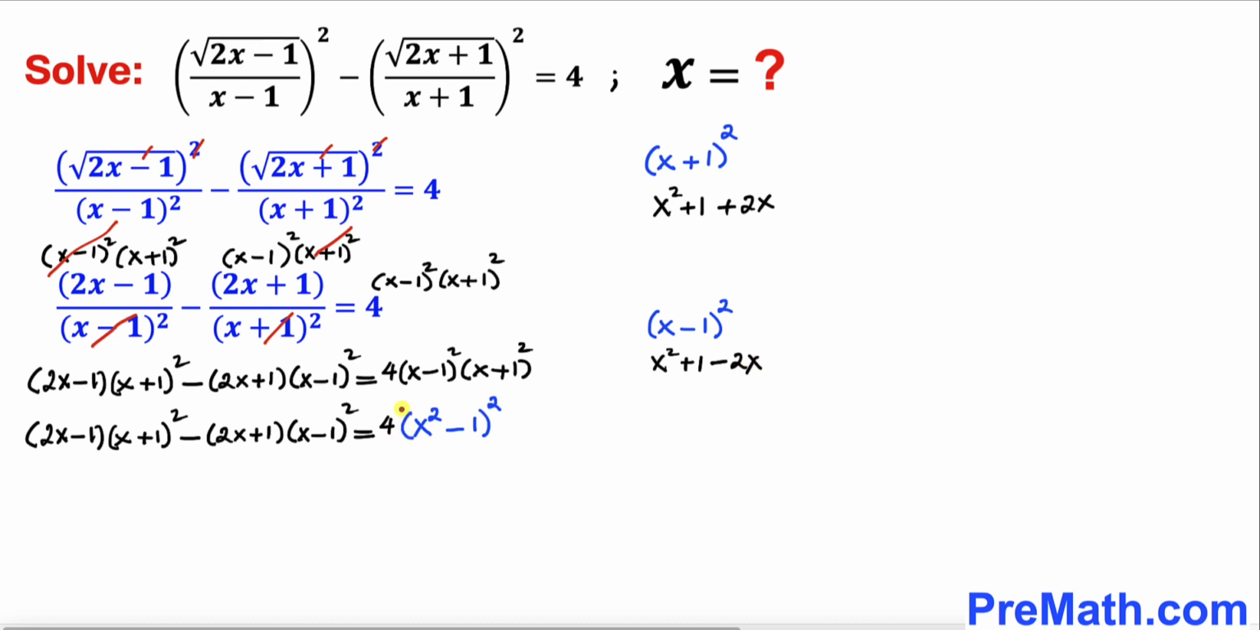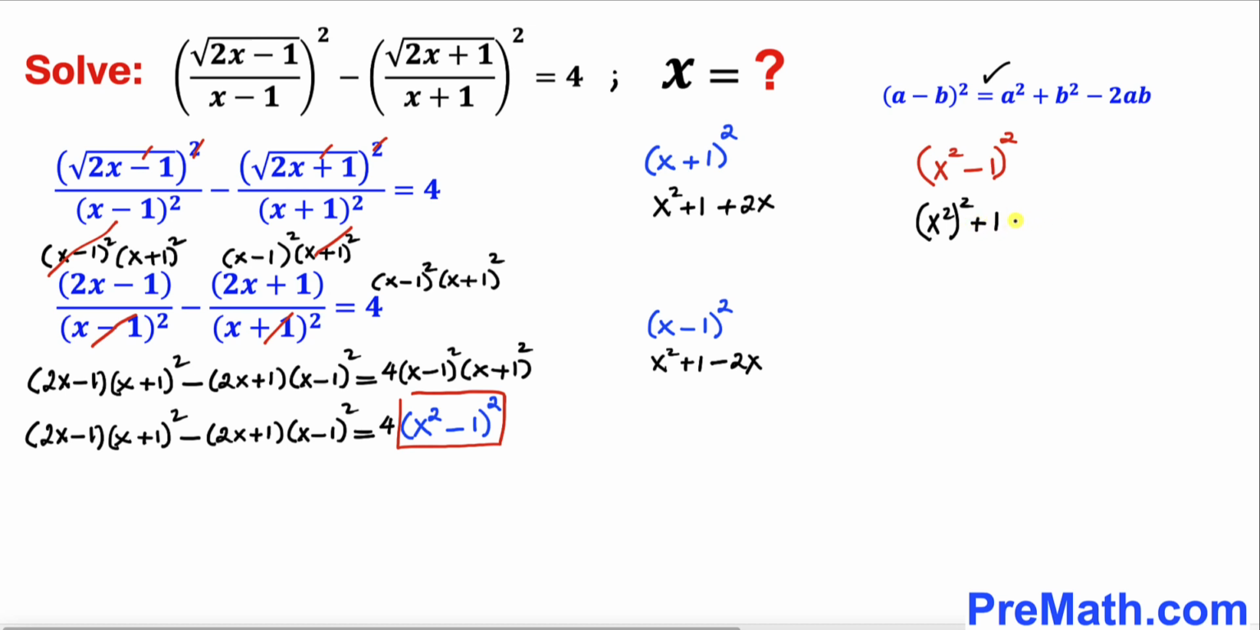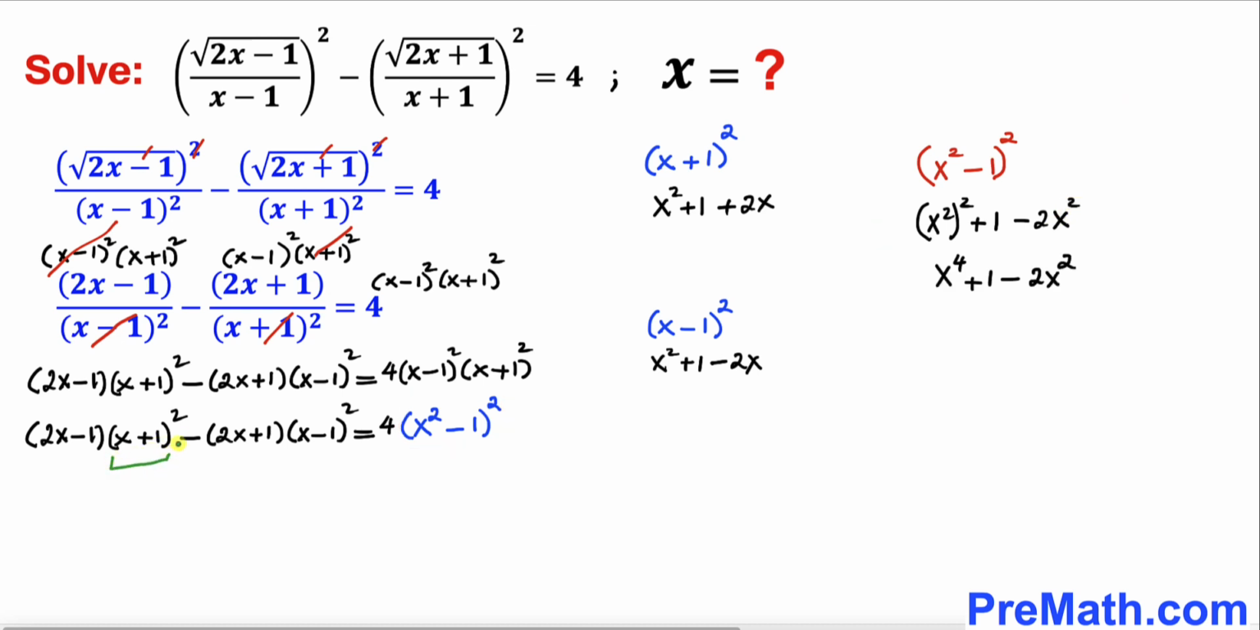And finally let's focus on this part, x square minus 1 whole square. Here I have copied it down. Let's recall this identity once again, a minus b whole square. We are going to apply it over here. So that is going to give us x square and then a whole square, plus 1 square, which is the same as 1, minus 2 times x square.